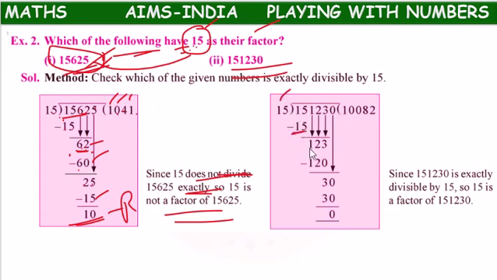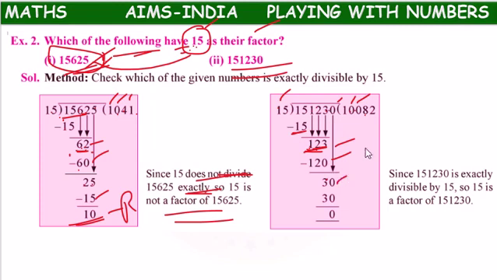We can carry down 1, but 1 will be smaller than 15. We can keep 0. Next number 2 we can carry down. Then it will become 12, but still smaller than 15. We can keep another 0 here. We can take the next one. Then it will become 123. 15 times 8 is 120. 3 is remaining.